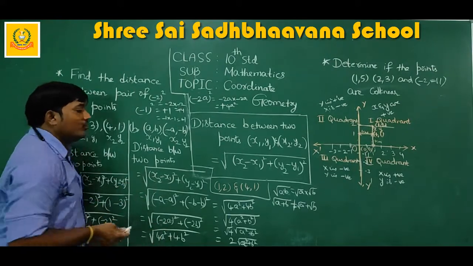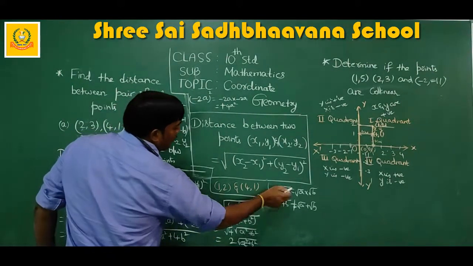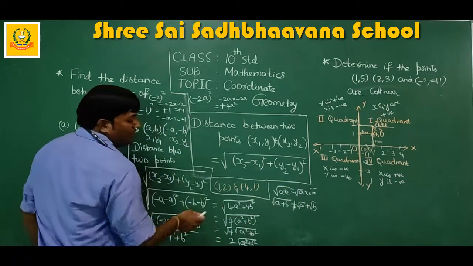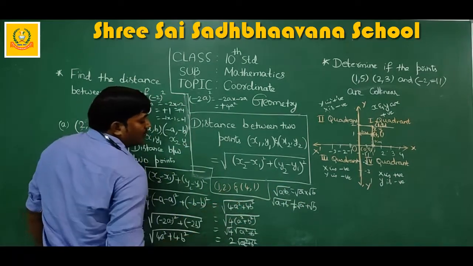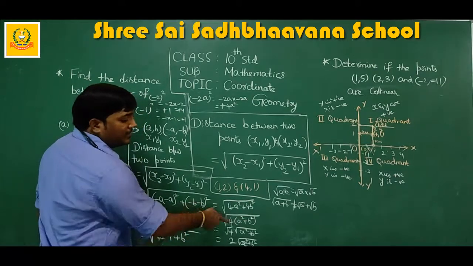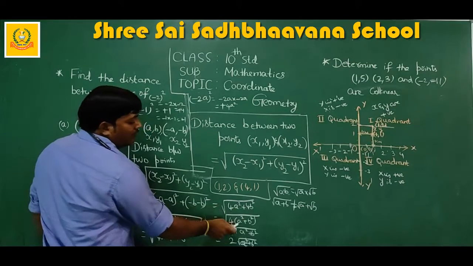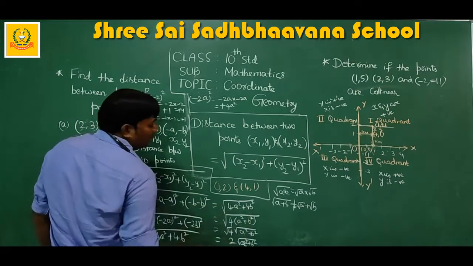So in this, you might have remembered this formula: root of ab is nothing but root a into root b. I'm just using the same formula here. Here you can observe 4a square plus 4b square. In that, take 4 common, because 4 is there in both the terms. Take 4 common, it will become 4 into a square plus b square.